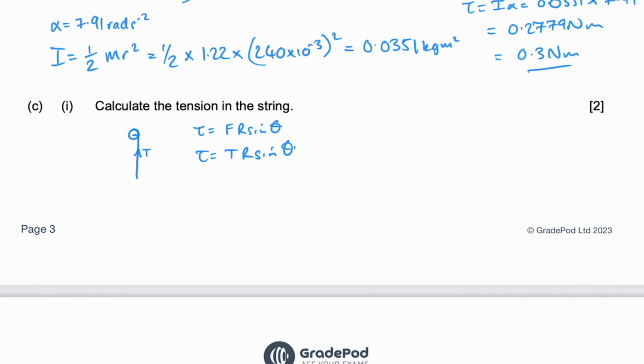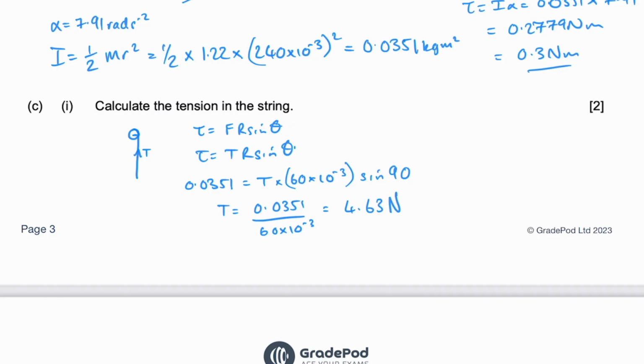Torque we know from above, which is 0.0351, equals tension times the radius of the flywheel, which was smaller, it was 60 millimeters, times sine 90, which is 1. So T equals 0.0351 divided by 60 millimeters, which gives us a value of 4.63 newtons. So the tension in the string is 4.63 newtons. If we wanted to put it to the right number of significant figures, it would be 4.6 newtons.